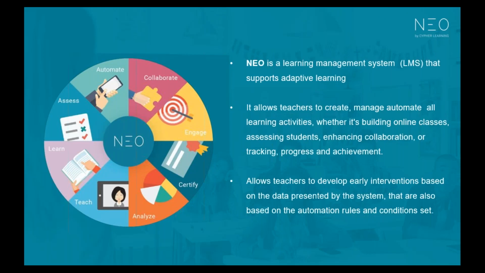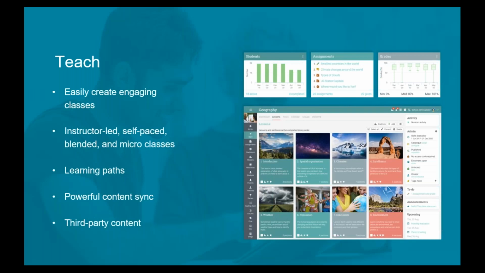So Neo LMS is the learning management system that I'm using, that we have been using for the past 11 years. Not only does it allow me to have my class anytime, anywhere, be that in the classroom or online, especially online, but Neo also is a learning management system that strongly supports adaptive learning. So what can we do in Neo? Neo allows me as a teacher to create engaging classes, and it supports different types or styles of teaching: instructor-led, self-paced, blended, and micro classes.